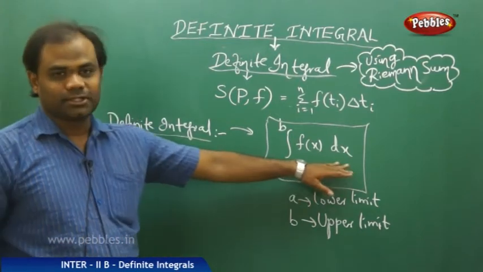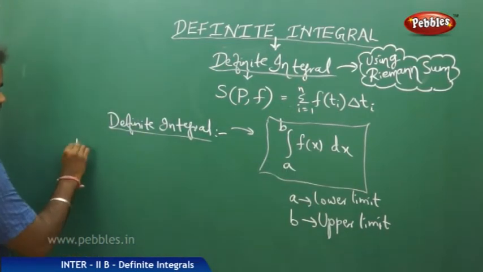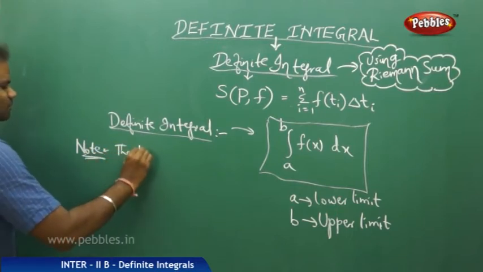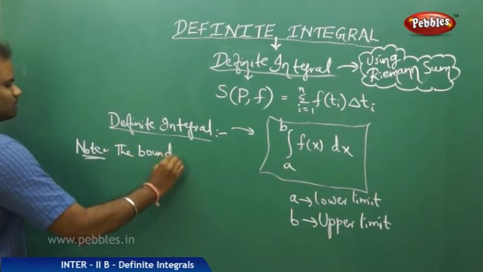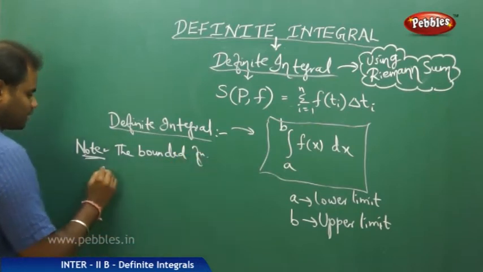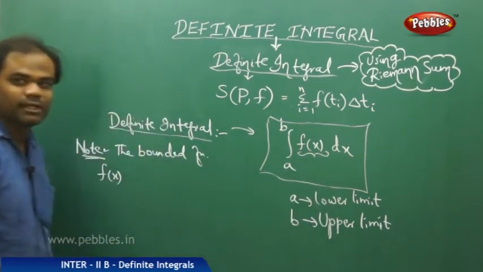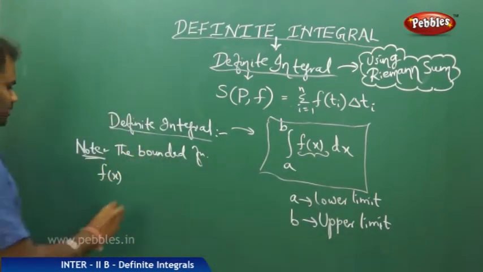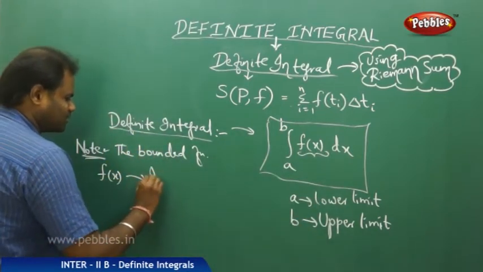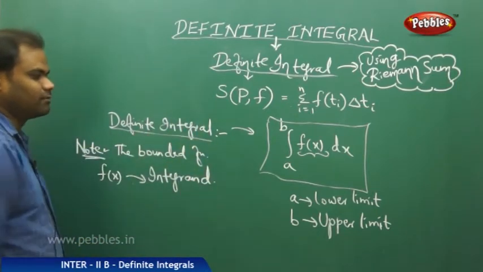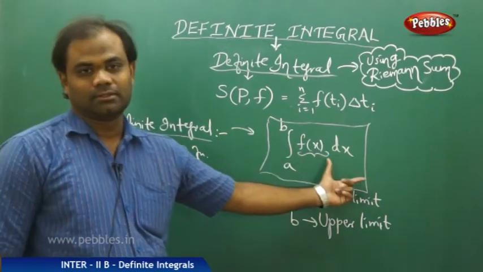Also, as we look at this integral, we see that the bounded function f of x in this integral is called the integrand. The bounded function f of x is referred to as the integrand of the definite integral.